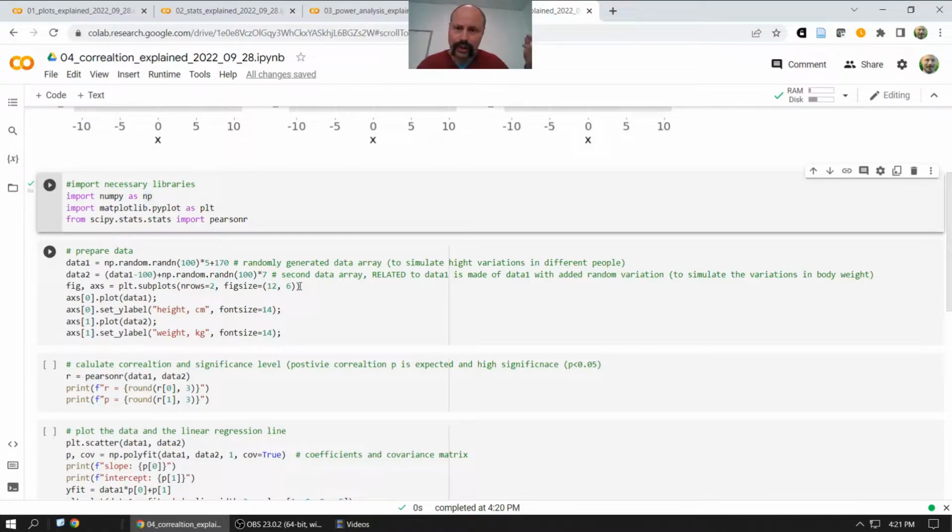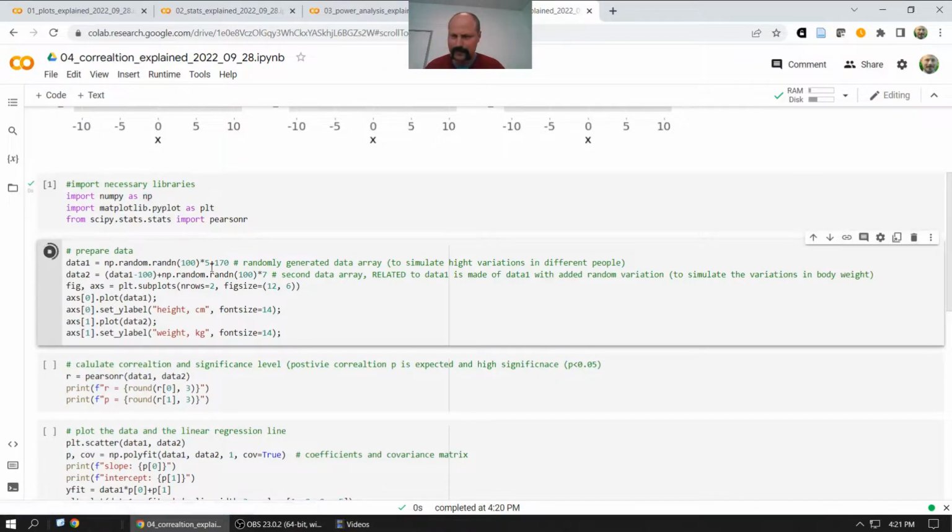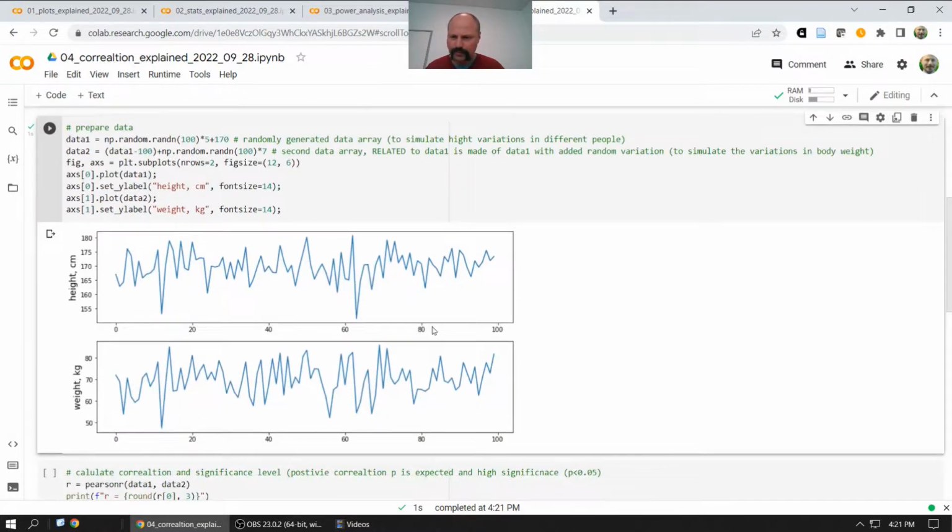People who are taller, they tend to have larger weight, though you can imagine certain short individuals who are overweight. Everything is possible, but a general trend is like this. The taller is a person, the greater is his body weight. So we generate data 1 and data 2. Data 1 to simulate the height, and the data 2 is to simulate the weight. And we plot the both.